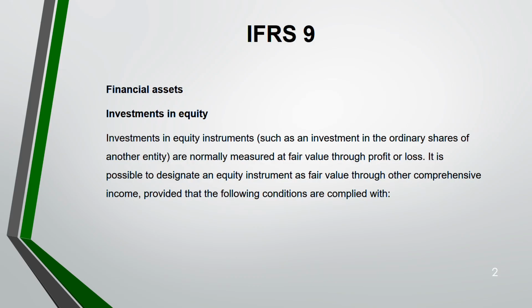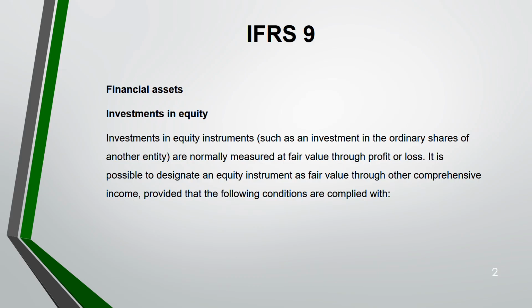Like how we measure any asset, we have a cost model and a fair value model. Here also we have a cost model and a fair value model. That cost model is the amortized cost, and the fair value model is further divided into two, one in OCI, one in profit and loss. Now, this investment in equity instruments will be measured at fair value through profit and loss. It's like how you put a value for any asset. Why through profit and loss? Because any changes in the fair value will be recorded in profit and loss.